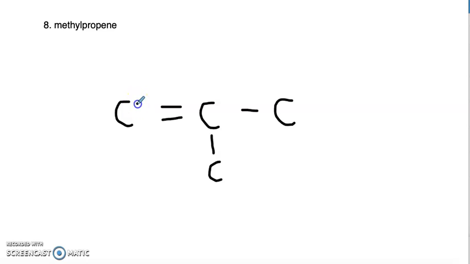So we still need to fill in our H's. This has a double bond, so it needs 2 H's to fill in those gaps. This middle carbon already has 1, 2, 3, 4. It doesn't need anything else. This one only has 1 bond, so it needs 3 to fill it up. And same with this guy. Okay, and there's your methylpropene.